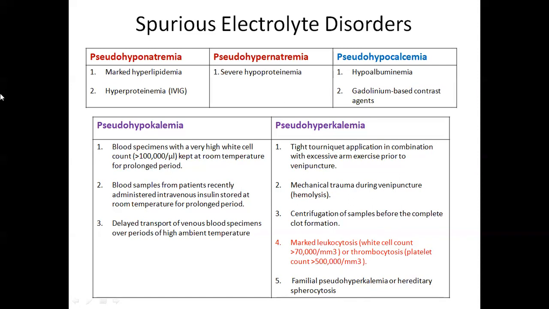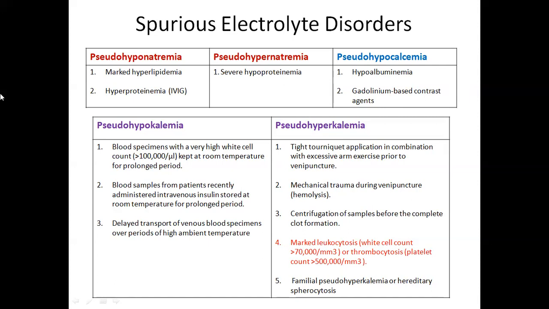And the most common spurious electrolyte disorder is potassium. You can have hypokalemia, you can have hyperkalemia, and hyperkalemia is the most common entity we'll see. It's basically because in children, to get the sample, you're going to squeeze. With that, you're going to damage the local tissue and cause hemolysis, and it will raise the potassium, but it's not a true hyperkalemia. It is just release from the cells. And sometimes you have marked leukocytosis or thrombocytosis. They can lyse in the sample and release the potassium. So these are the basic examples where you can get pseudo electrolyte imbalances.